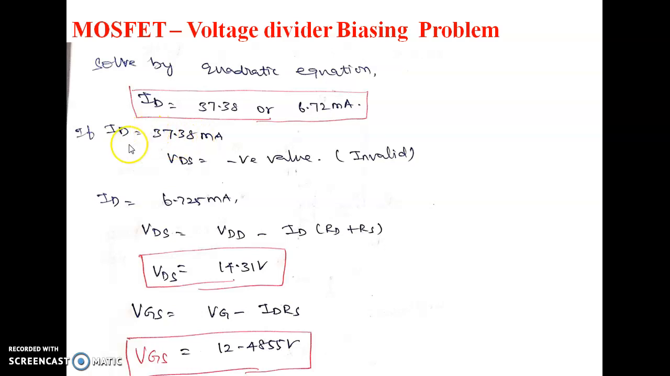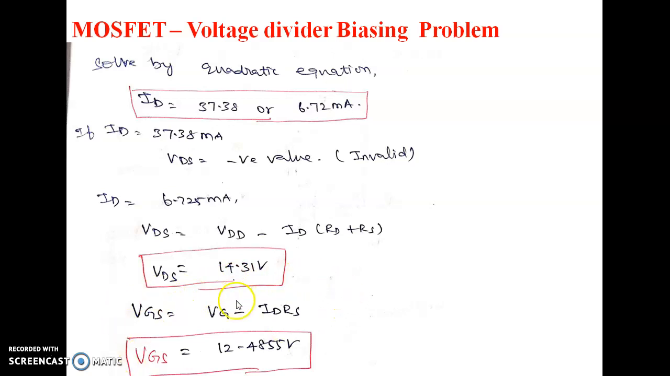Once you solve for ID, here you are getting two values, 37.38 or 6.72. So first take the value 37.38. I am getting a negative value, so it is an invalid one. So you can go with the other value. VDS equals VDD minus ID into (RD plus RS). So substitute here, VDS equals 14.31.